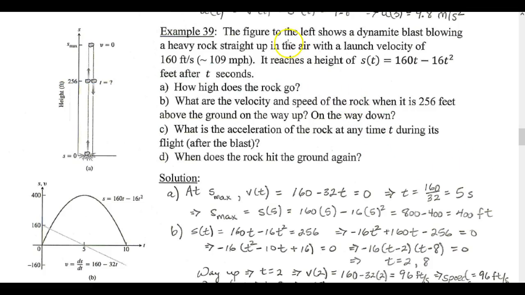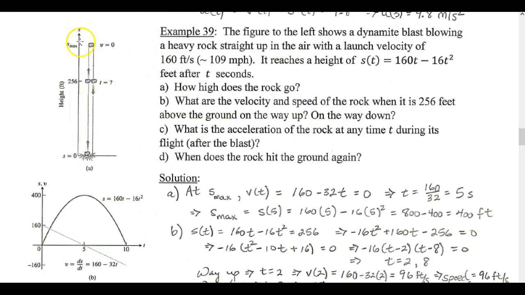Okay, so in this example now, the figure to the left shows a dynamite blast blowing a heavy rock straight up in the air. And it's given a launch velocity of 160 feet per second, which by the way is about 109 miles per hour. It reaches a height of s of t. So again, we have to be given, or be able to derive from physics or whatever, the position function at any time t. So s of t is the position of this rock that is blasted with dynamite straight up into the air.